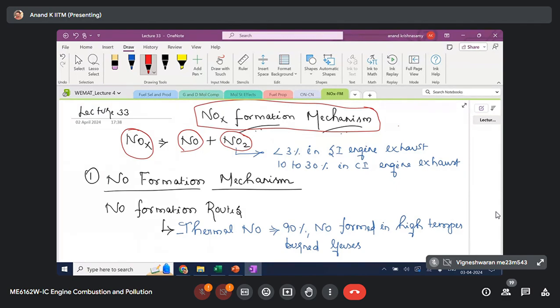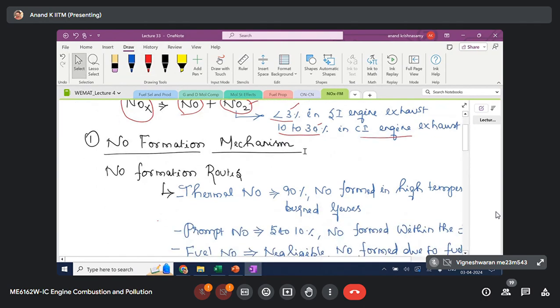Out of these two, in SI engine, the NO2 concentration is very low. It's negligible, less than 3%. Whereas in a diesel engine, it can go as high as 30%. The typical range is 10% to 30%. The rest is NO. Later on, through the discussion on mechanism, we will understand why NO2 is low in SI engine and high in CI engine. For that, we need to look at the formation mechanism. So that's what we are going to see now.